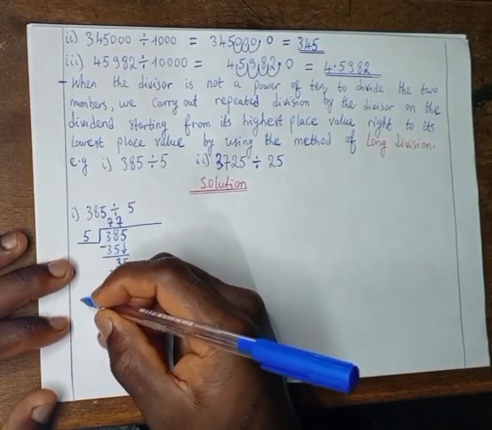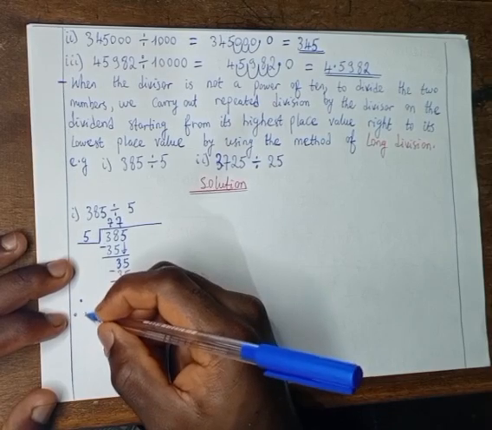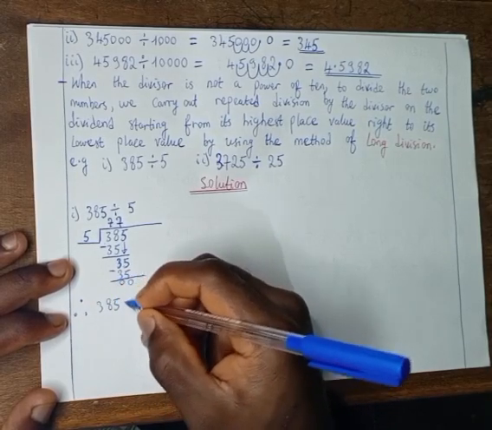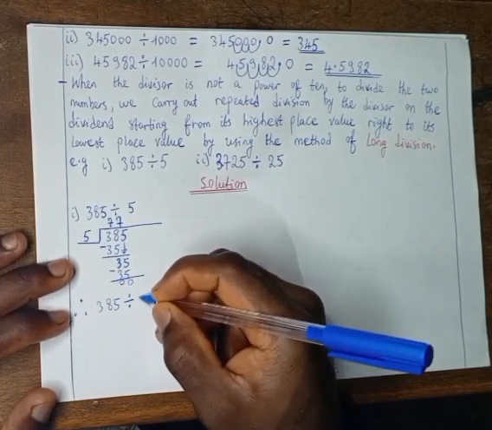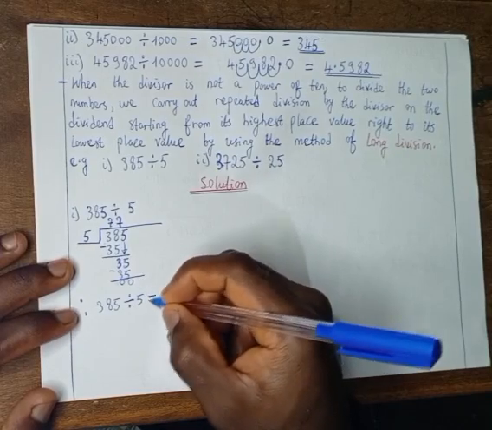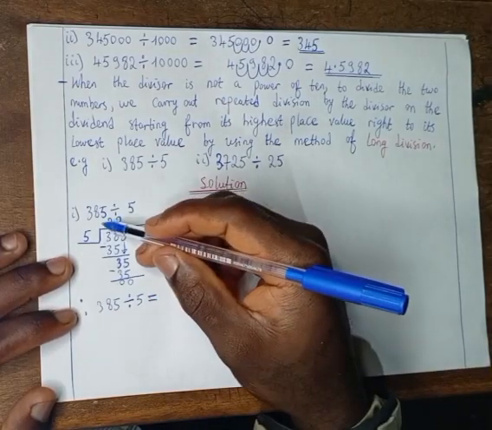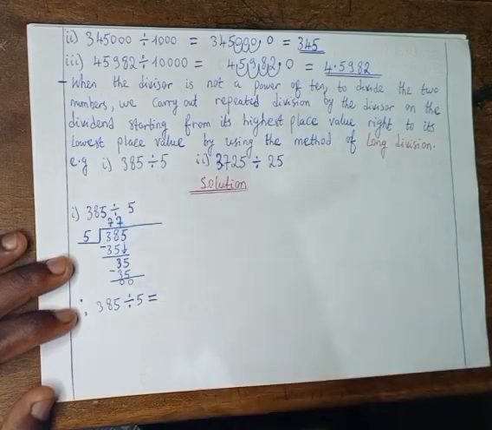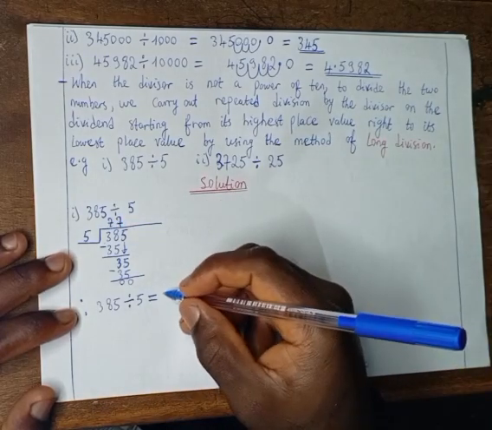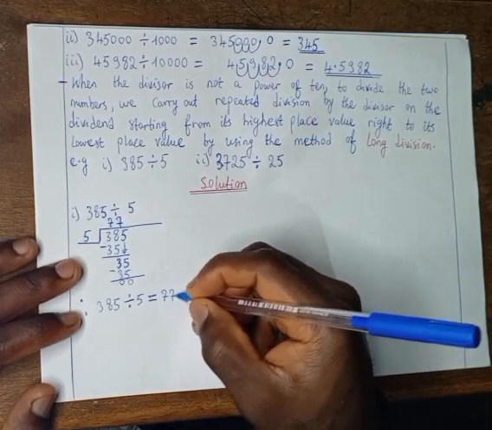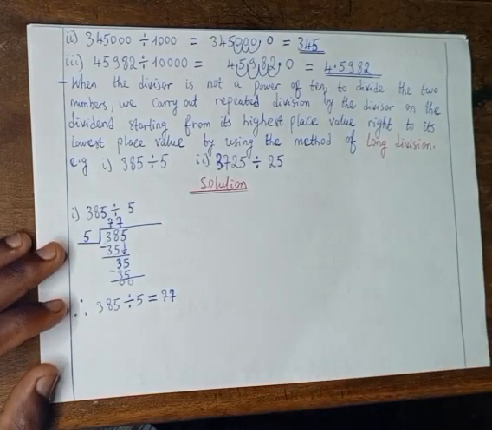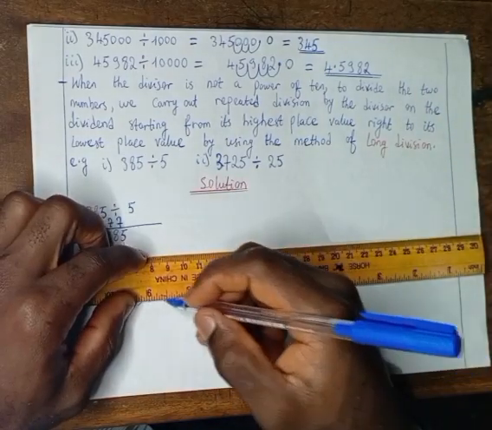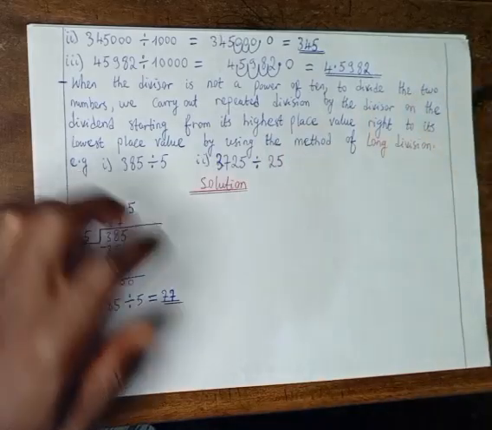Therefore, we conclude that the number 385, when divided by 5, gives us an answer that will simply be these digits we have up here. So the answer will simply be 77. That is the quotient when you divide those two numbers.